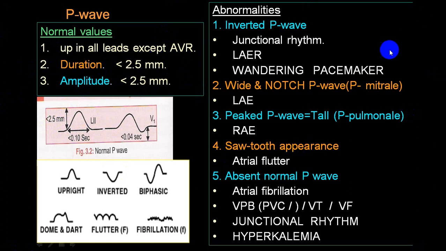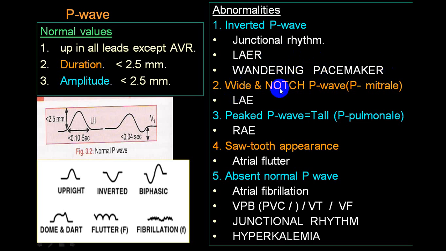And it is always inverted in case of aVR, while it is upright in lead 1, lead 2, and V2 to V6. So if you get an inverted P wave, it is very common in junctional rhythm, left atrial ectopic rhythm, and wandering pacemaker. In a wandering pacemaker, the shape of the P wave is different before each QRS complex.